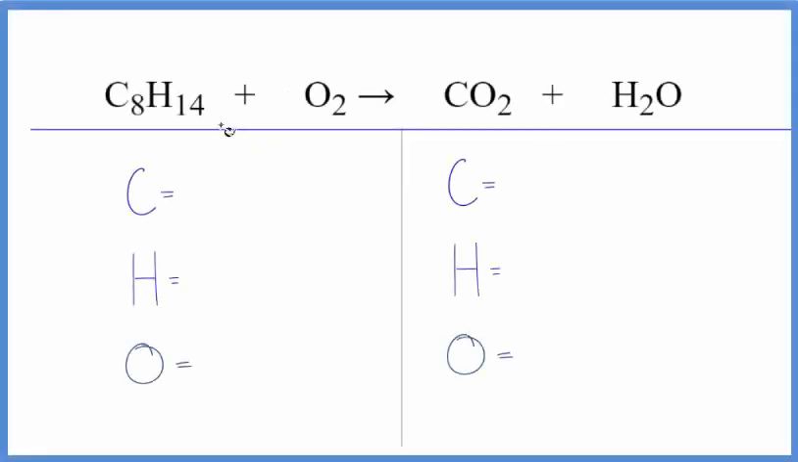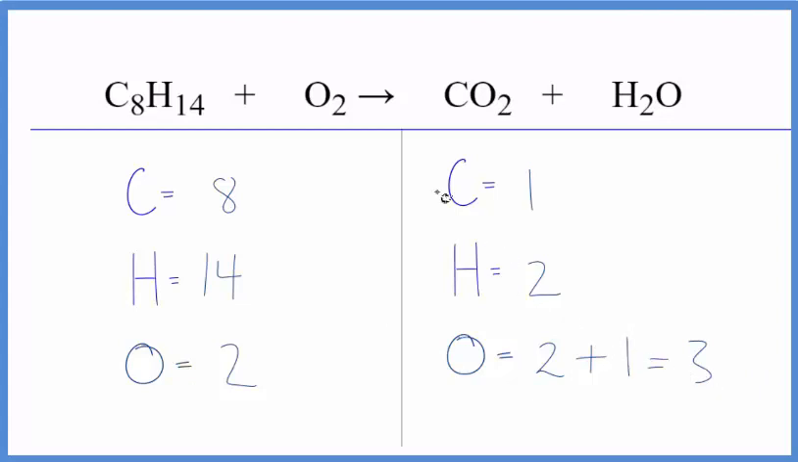To balance this combustion reaction, let's count the atoms on each side. We have 8 carbons, 14 hydrogens, and 2 oxygens. On the product side, we have 1 carbon, 2 hydrogens, and 2 oxygens. But do not forget the oxygen in water. That's important. We have 3 of those. We're going to leave the oxygens till last.